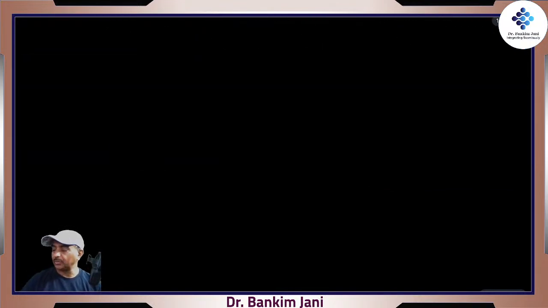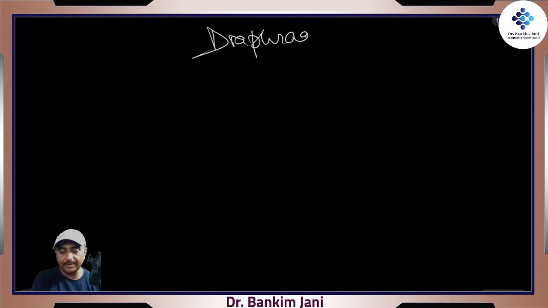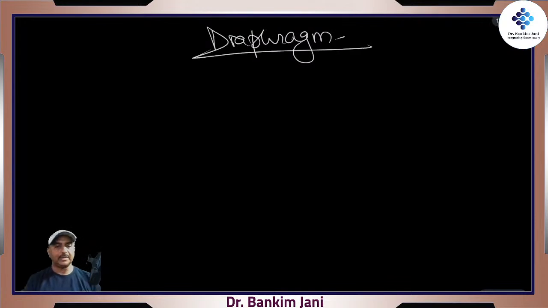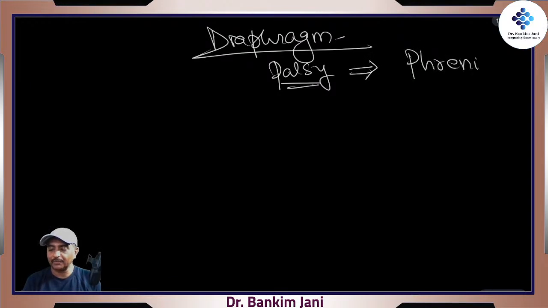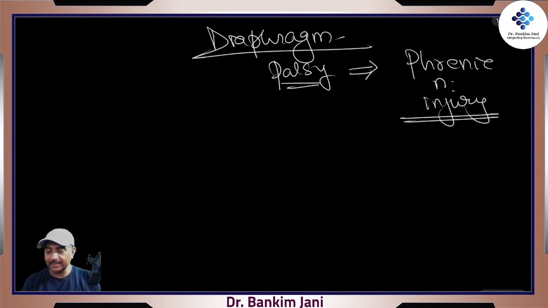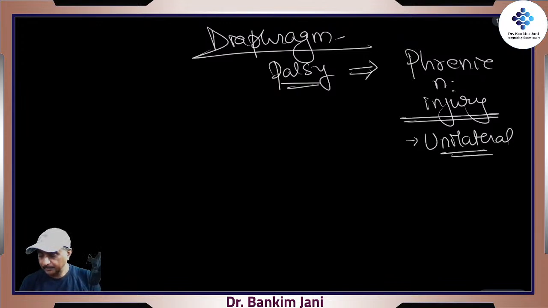We now talk about the diaphragm. The commonest condition is diaphragmatic palsy. Why should it occur? One simple reason: phrenic nerve injury. This phrenic nerve injury can be unilateral or bilateral, but in most cases it would be unilateral. When it is unilateral, that means only that side of the dome of the diaphragm would be affected.